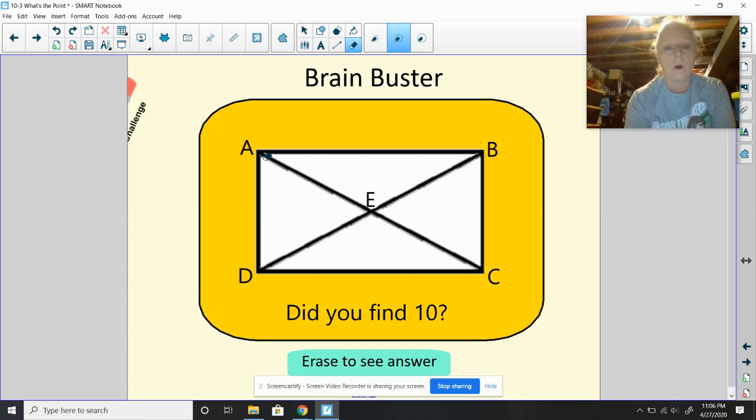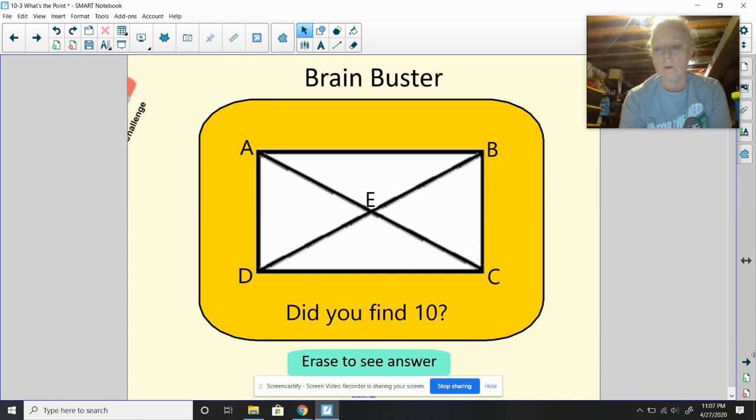We have 1 line segment AC, 2 line segment DB, 3 AB, 4 BC, 5 CD, 6 DA or AD, it doesn't matter, 7 DE, 8 AE, 9 BE, and 10 CE. There are 10 line segments in that picture. Did you get them all? If you did, great. If not, I hope you can see how there's 10 now.